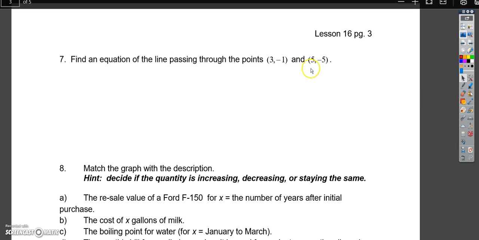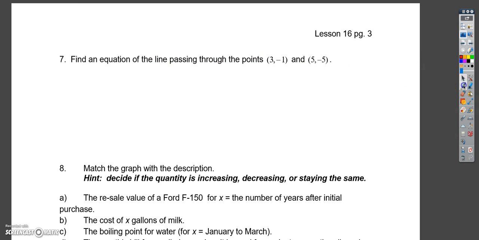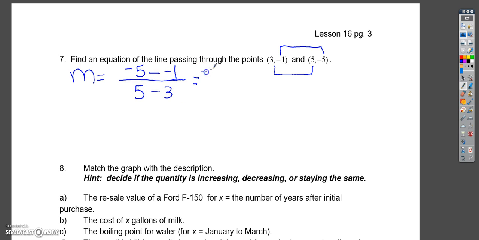Find an equation of the line that passes through these 2 points. So again, we need to find m, which is y2 minus y1. So negative 5 minus negative 1. And then x2 minus x1, which is 5 minus 3. Negative 5 plus positive 1, 5 plus negative 3, negative 4 over 2, which is negative 2. So our slope is negative 2.